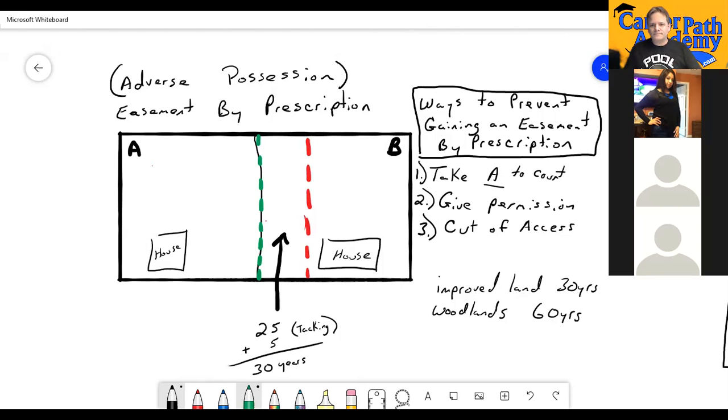Yeah. So that's why you should cut that stuff off right away. If somebody, yeah, that's pretty hard. Absolutely. You've got to take action against any adverse possessor immediately.